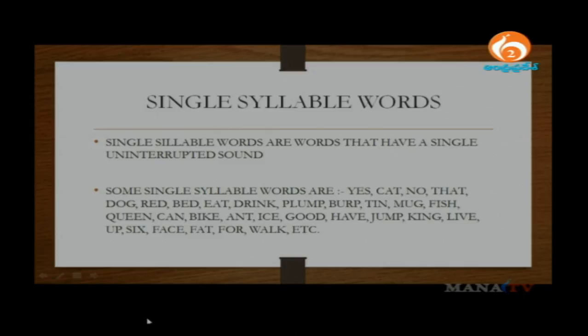We have single syllable words. What is a single syllable word? Single syllable words are words that have a single uninterrupted sound. Yes, people, what is this uninterrupted sound? I think everybody knows vowels, isn't it? A, E, I, O, U are the uninterrupted sounds. Never forget that, because when you see an uninterrupted sound in between the word, you just have to stop there so that you can divide the word and then say it.